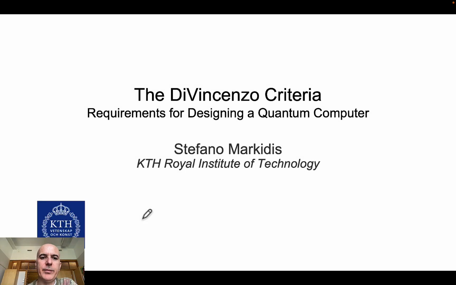Hi, welcome back. In this lecture, I want to talk about a set of requirements that has been formulated and designed to tell us which characteristics a quantum computer needs to have in order to be useful. This set of requirements goes under the name of the DiVincenzo criteria, from the last name of the person that first tried to formulate this set of criteria.